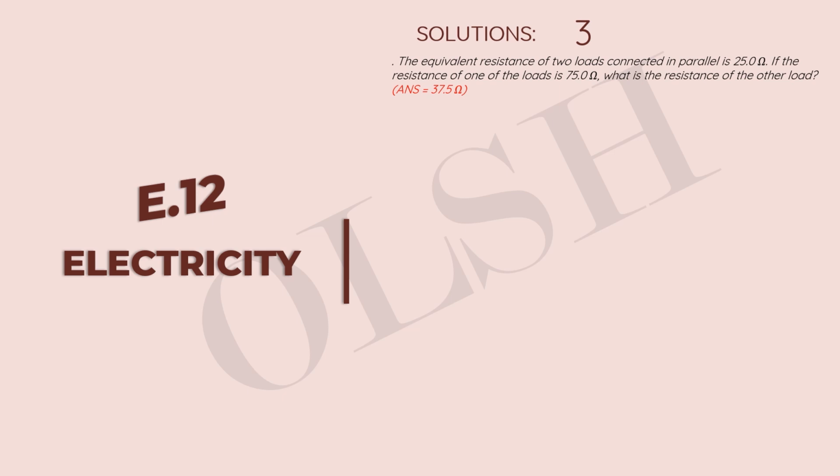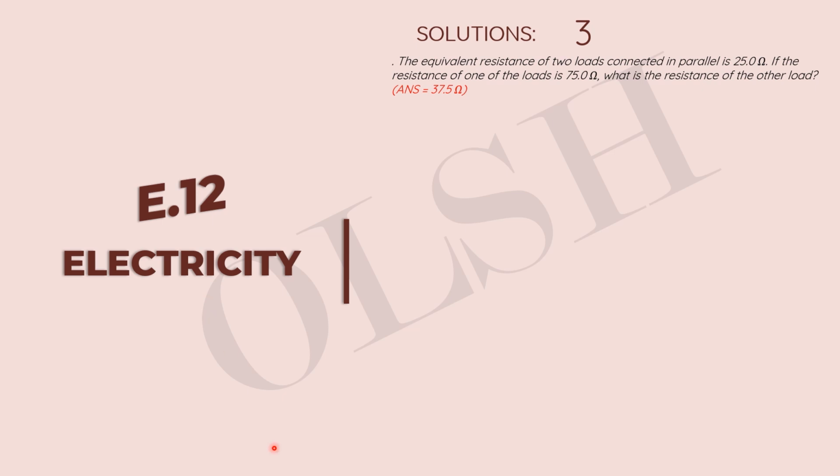So number 3, the equivalent resistance of two loads connected in parallel is 25 ohms. If the resistance of one of the loads is 75 ohms, what is the resistance of the other load? Okay, so we have two loads connected in parallel to give us 25 ohms. We have load 1, we have load 2, connected in parallel to give us 25 ohms. If the resistance of one of the loads is 75, what is the resistance of the second?